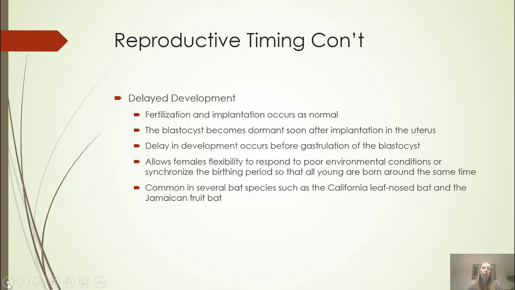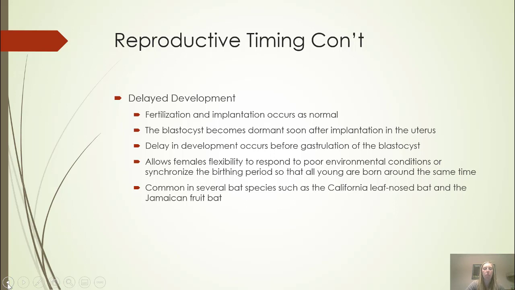In delayed development, fertilization and implantation occur as normal. So the blastocyst is still at the stage where it's dormant. With the previous type, that blastocyst is dormant before it's implanted. In this type, it becomes dormant right after it's implanted.